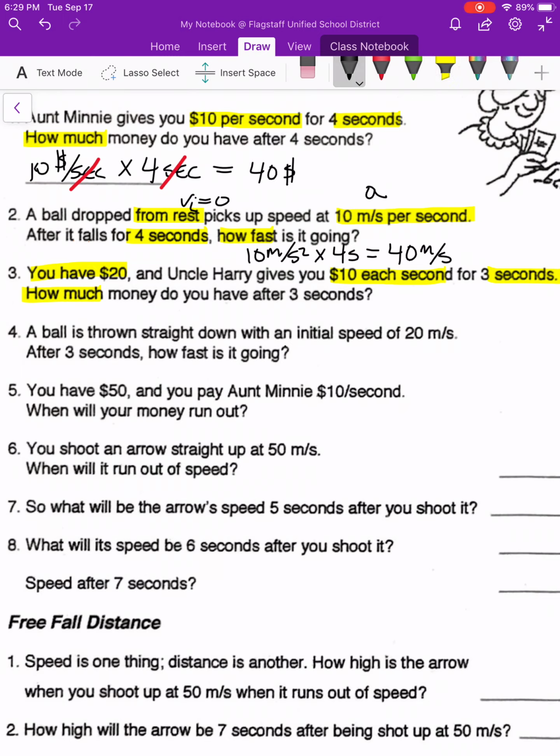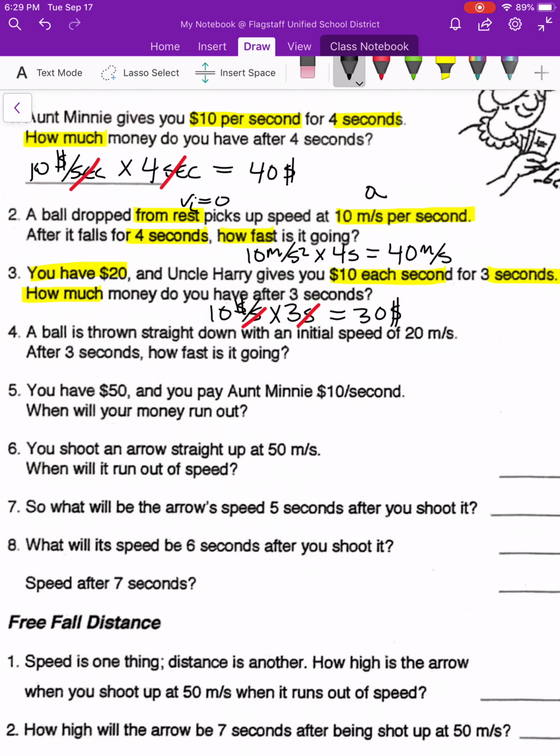So again, excuse me, this one's the exact same as the first two, right? We have $10 per second times 3 seconds. Our units cancel out again. Make sure we're keeping track of units. That's how we help us to solve these problems. So this is $30.